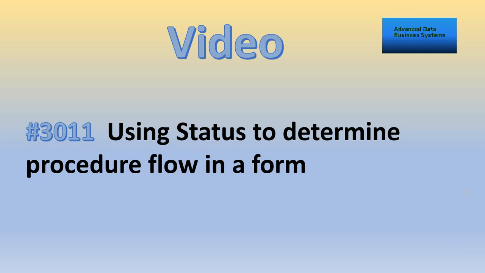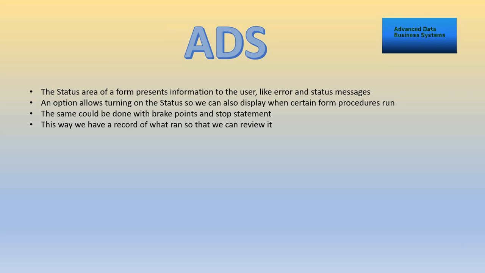This is video 3011, using status to determine procedure flow in a form. The status area of a form presents information to the user, like error and status messages. Most of the forms and subforms have a status area. An option in the ADS allows turning on the status area so we can display when certain form procedures run. This can be very helpful.